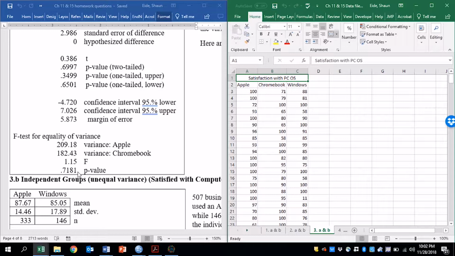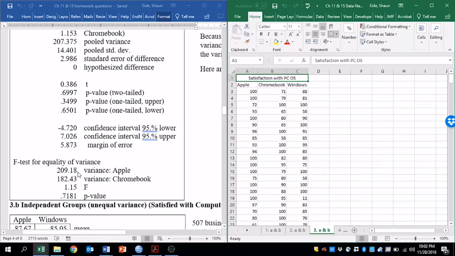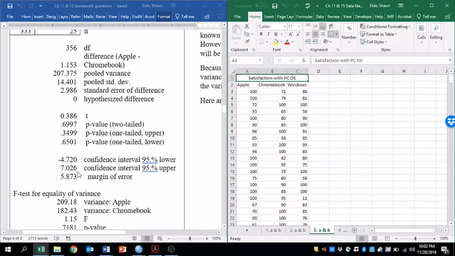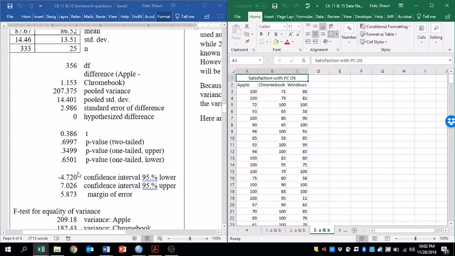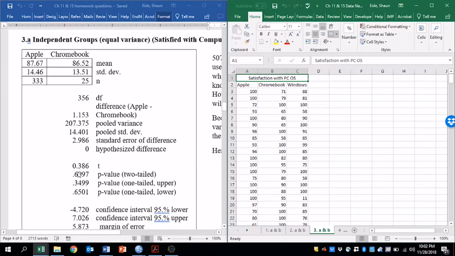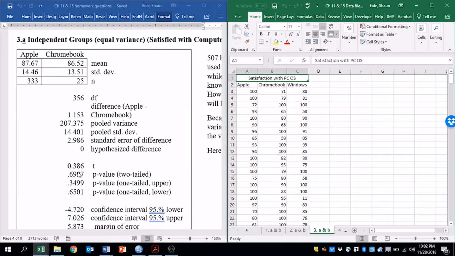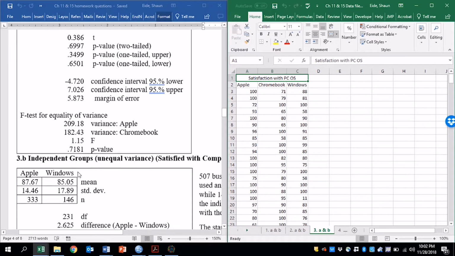The probability of them being from the same group is 0.7181. So yeah, the F-test is a really great way to determine whether or not we should pool the variances or use separate variances. Okay, so first of all, let's look at the hypothesis.